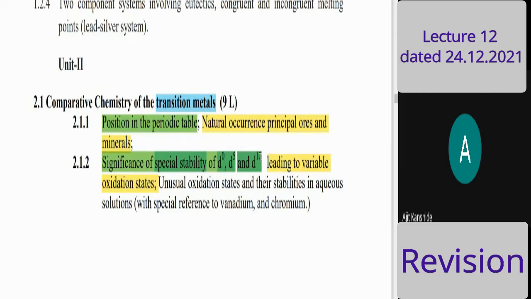Now I want your help. What is the example for d0? Which ion will you furnish for d0? Say if I take scandium. What should be the charge on scandium so that d0 configuration will be there? Somebody said plus 3. Right, plus 3. Bear with me because today I'm not with the writing pad and the pen.